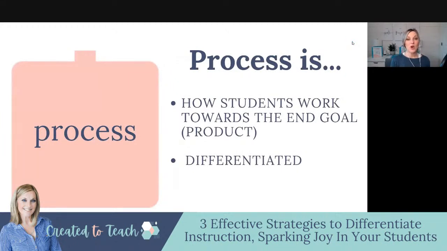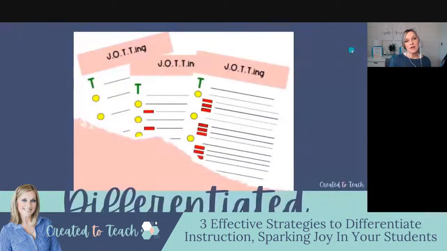But the next part is the process. The process then is how students work toward the end goal, which is the product, which we'll get to in a minute. But this is the process that needs to be differentiated specifically, okay? So what I want to unpack here is if we're going back to the persuasive paper, and that is the content that is being delivered to your students. We're going to write a persuasive paper. This is what persuasive means. This is what you're going to need to include, all the things about a persuasive paper.